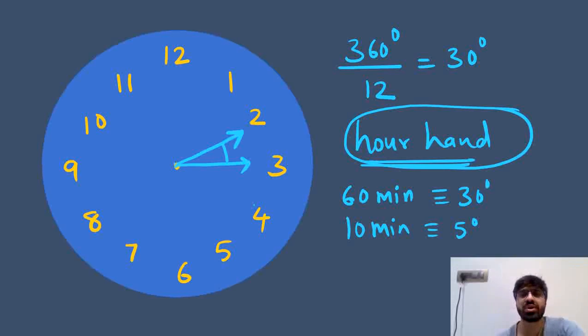All those who are very quick with your calculations, you can do it this way also: 10 was basically 60 divided by 6. So the angle here will be 30 divided by 6, which would be equal to 5.